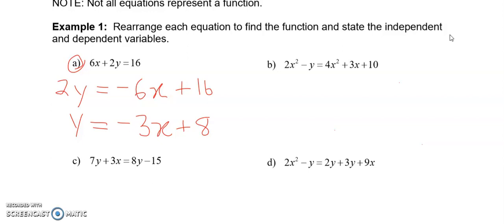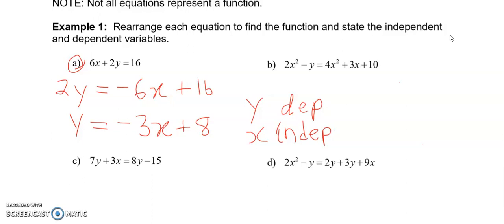If you write it in this form, y is the dependent variable because it's by itself on the left-hand side. This is definitely a function, and x, in this case, is the independent variable. So we say that this is written as a function of x. This equation, this relation, is written as a function of x. That would mean that the x is the independent variable.